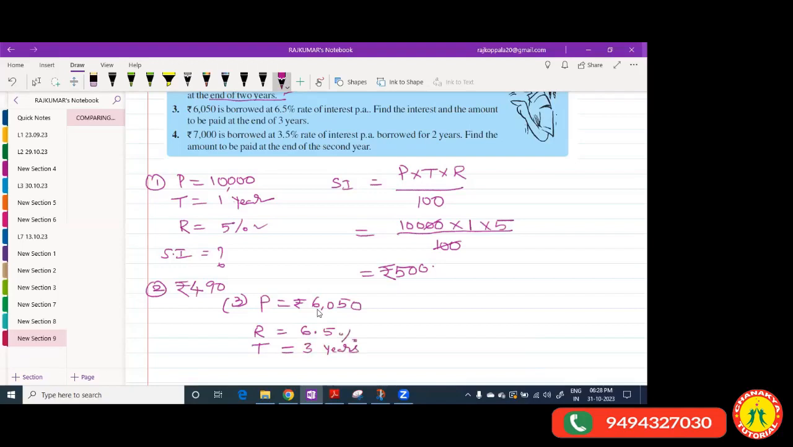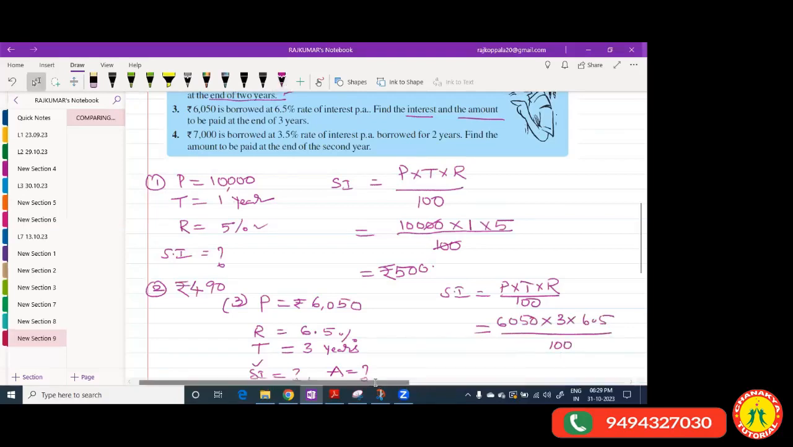Okay, this is 6.5%. What do we have to find? We have to find interest, SI. And finally, how much amount they will get. So amount A also we have to find. So first we will find the simple interest. So simple interest is PTR by 100, right? So here P is 6050 times 3 into 6.5 by 100.